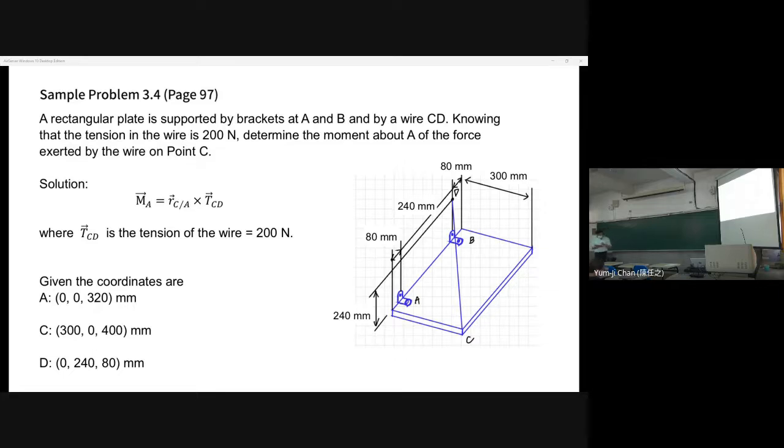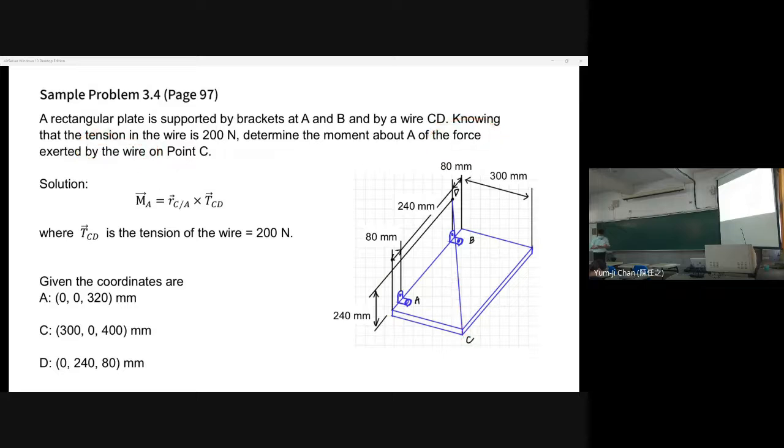Now, the wire CD is this one, okay? This one, and we know that the tension is 200 Newton. So the question looks like this: determine the moment about A. A is this point, okay? Of the force exerted by the wire on point C, which is this one. Okay?